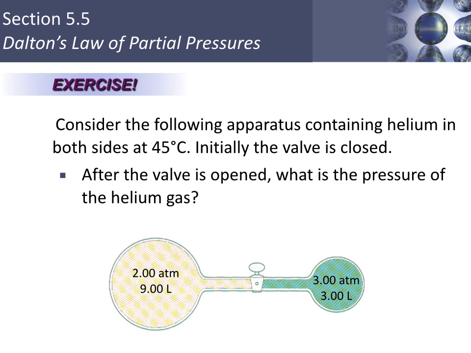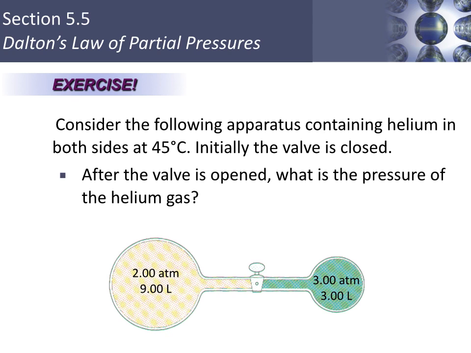You've got one side of the helium container that has a pressure of 2 atm and 9 liters, and another side of the helium container that has a pressure of 3 atm and 3 liters. After the valve is opened, what's the pressure going to be of the helium gas? There are two ways to solve this problem.